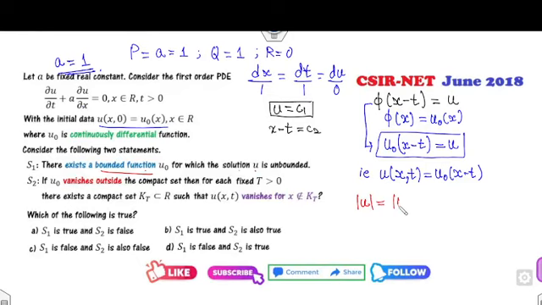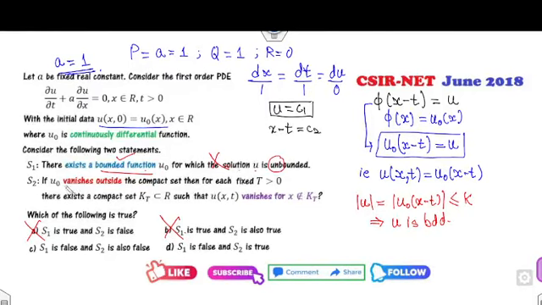What is the mode of u? So u naught (x minus t). Now since u naught is bounded, it is less than or equal to some k. That means u is bounded. So if u is bounded, it is not unbounded. This option is false. S1 is true is the wrong statement.